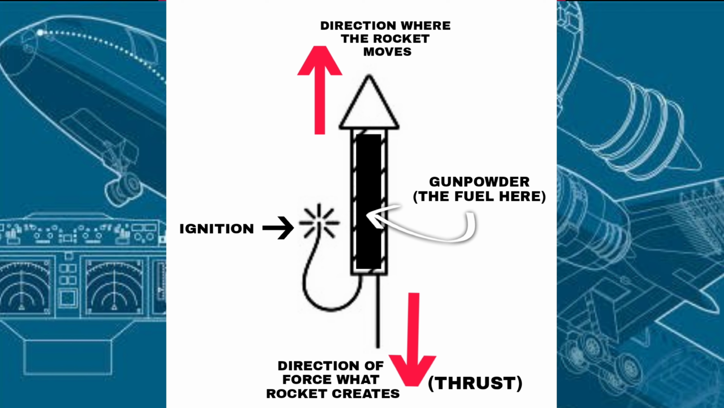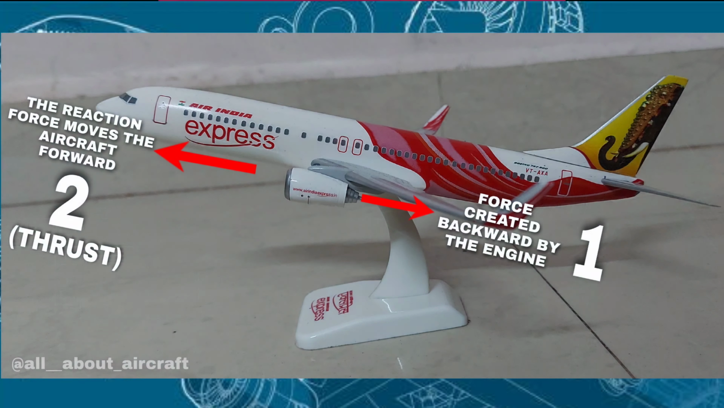Here you can see the force is created downward, but the reaction force makes the rocket fly upwards. This reaction force is called thrust. Now you can see how it helps the aircraft to move forward. The force from the engine is created backward, but makes the airplane move forward.